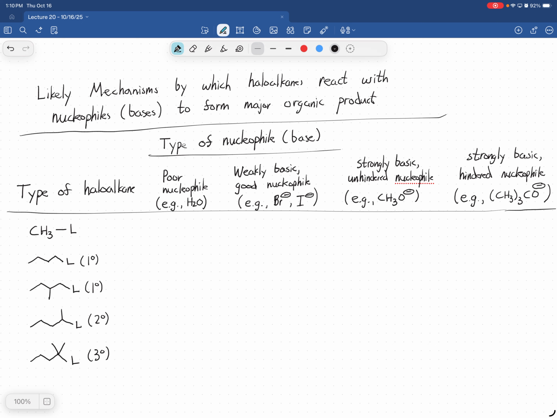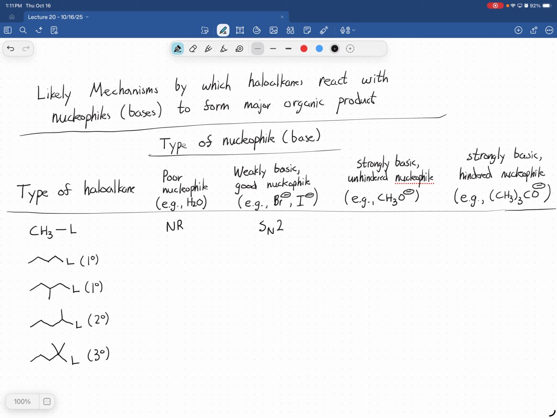All right, so you have a methyl substrate. All right, will this react with water? No, it's too weak, so no reaction. Good. All right, weakly basic, good nucleophile. What mechanism do you think this one will operate through? Yes, SN2, good, SN2.